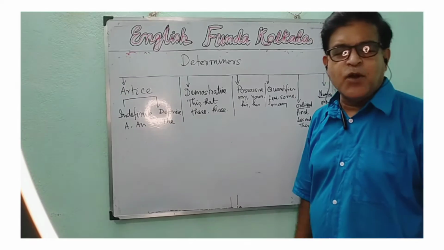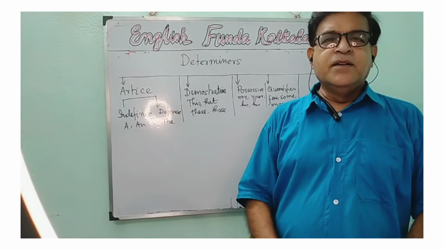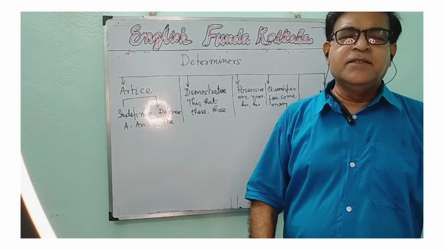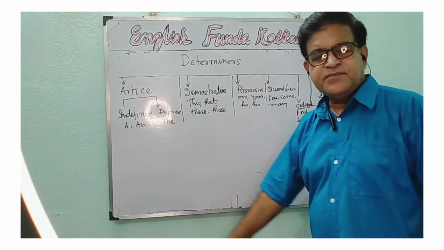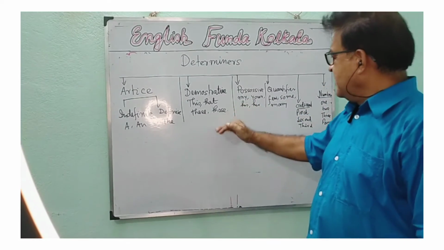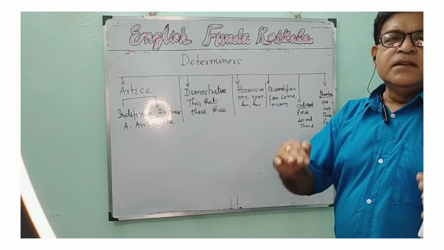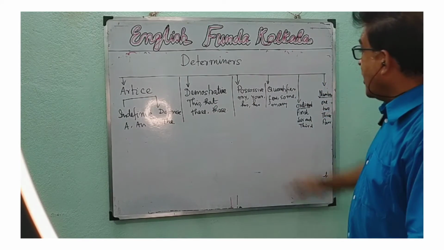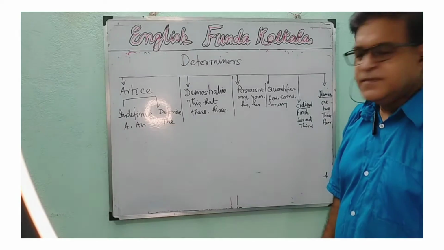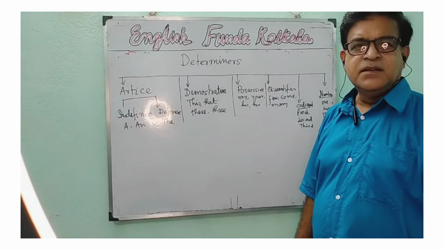Likewise, plural form: these books are yours. এই বইগুলো তোমার। Likewise, those. তাহলে demonstrative determinants হচ্ছে this, that, these, those. Possessive: mine, your, his, her. This is my pen.